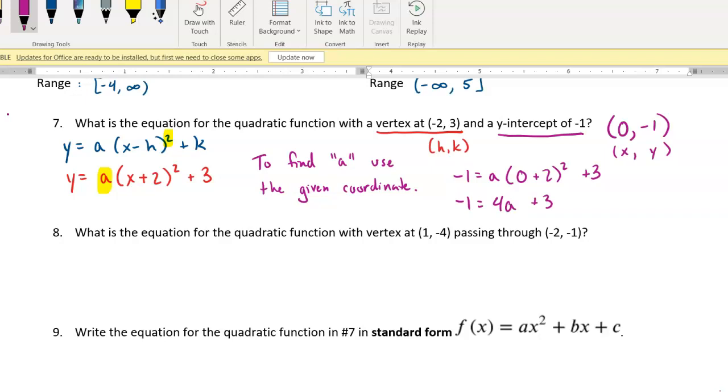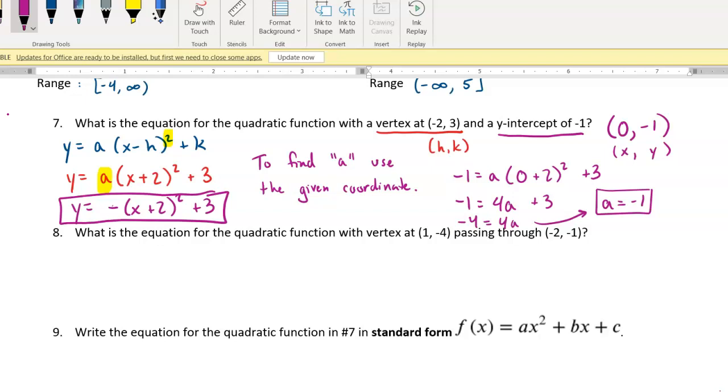So when I go to solve this, I would subtract 3 from both sides. Running out of space here. So I would just divide by 4, and we get a is negative 1. So that's what we're going to use in our equation. A is negative 1. So our equation is y equals negative 1 times x plus 2 quantity squared plus 3. Or we could even have said negative quantity x plus 2 squared plus 3. But that would be your final equation.